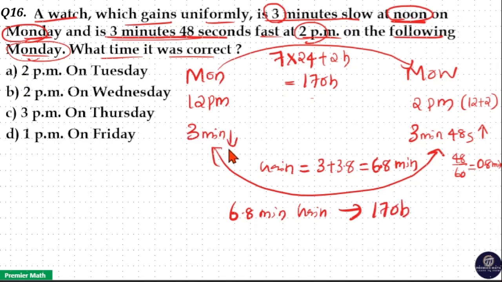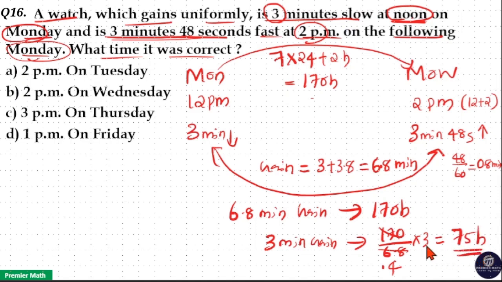Now the watch is 3 minutes slow at Monday 12 p.m. If the watch gains 3 more minutes, it will show the correct time. So 3 minutes will be gained at 170 divided by 6.8 into 3. 17 goes 4 times in 68, so 0.4 times in 6.8. So 10 by 0.4 is 25, and 25 into 3 is 75 hours. So the watch will show the correct time 75 hours after Monday 12 p.m. So Monday 12 p.m. plus 75 hours is the correct time on the watch.